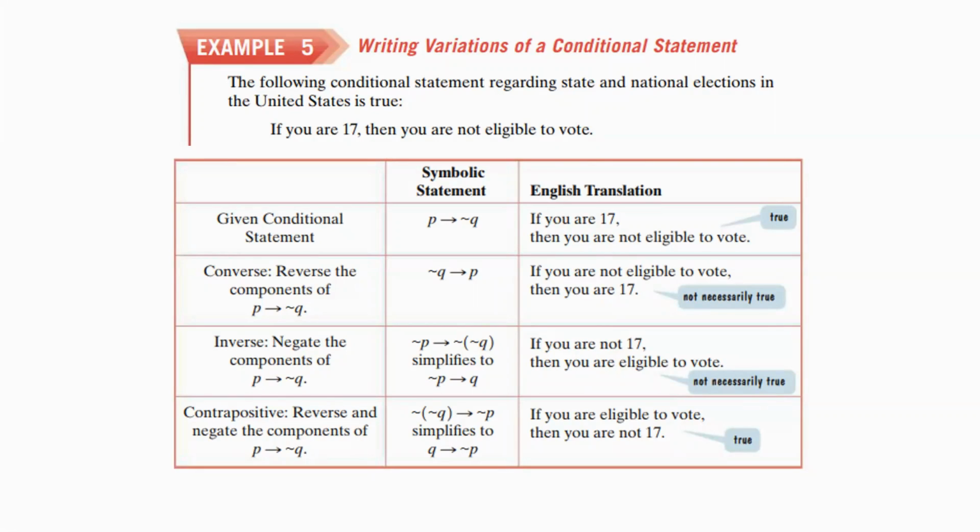People that are not eligible to vote and aren't 17, like 16-year-olds, 15-year-olds. And similarly, if you are not 17, then you are eligible to vote. That is also not true. Same logic, same group of people don't work. 16-year-olds aren't eligible to vote. 15-year-olds aren't eligible to vote. There are people over 18 that aren't eligible to vote. I believe prisoners fall into that category. There might be some other examples, but I can't really think of them off the top of my head.